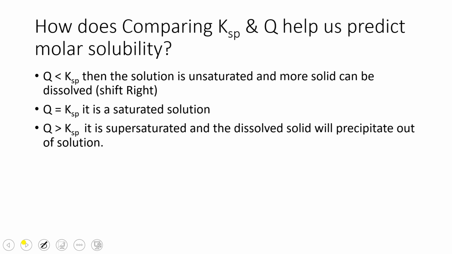If Q is equal to KSP, it is completely saturated. No more solid can be dissolved into the solution. If Q is greater than KSP, it's a supersaturated solution, and the dissolved product will now precipitate out of the solution because no more can be held.